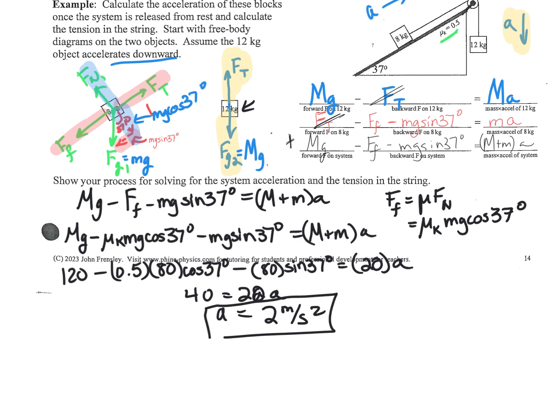Boom. Okay? You've got to be able to do these types of problems where you're setting up forward and backwards on the one weight, forward and backwards on the other mass, and then forwards and backwards for the system. Okay? This is the same thing we've done on these. It's just in 2 dimensions now instead of 1. All right, that's the end of your notes.